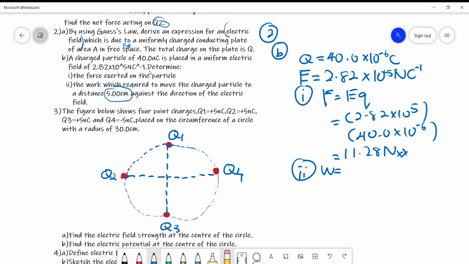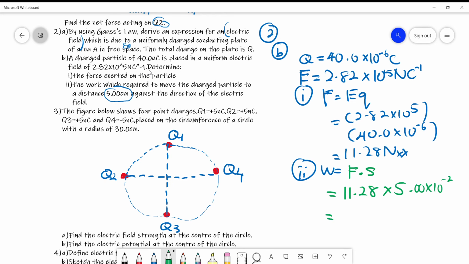Instead, the question gives the distance over which the work is done, which is against the direction of the electric field. So the work is basically Fs, F multiplied by the displacement. What I have is the electrostatic force, so the electrostatic force multiplied by the distance.